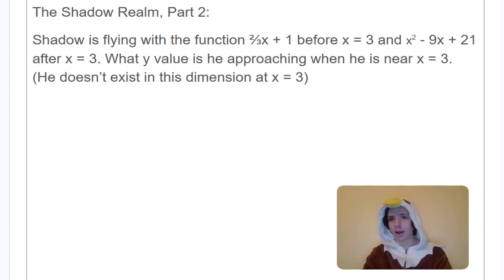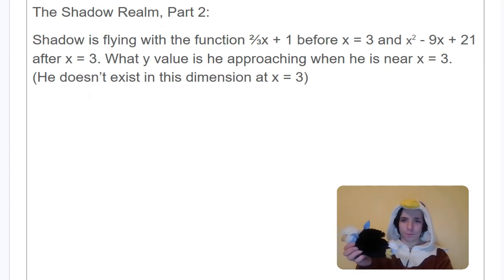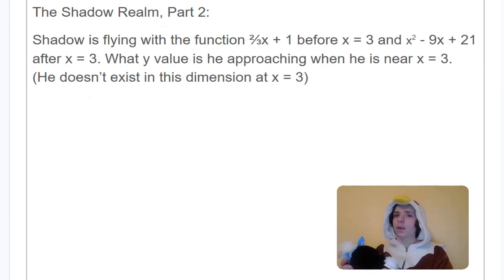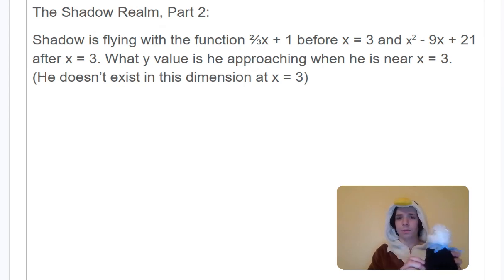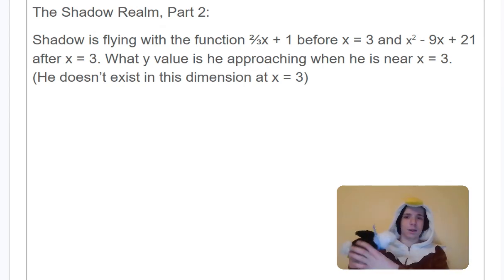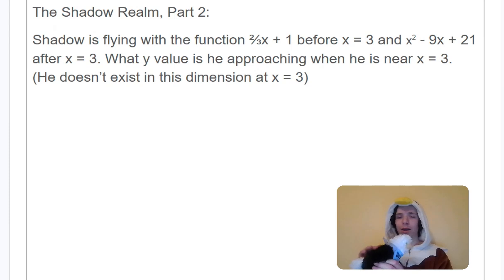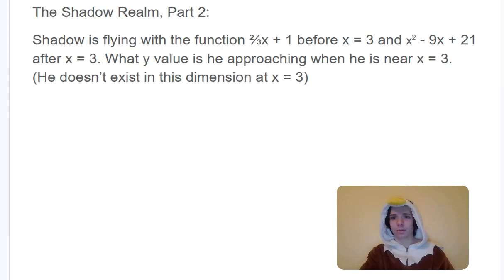So you can think that x getting really close to 3 from the left, it's going to be getting close to 3 because of 2/3 x plus 1. And from the right, it's also going to be getting really close because of x squared minus 9x plus 21. Both of those are approaching 3. So we can say that the limit does exist, and the limit as x approaches 3 is 3.